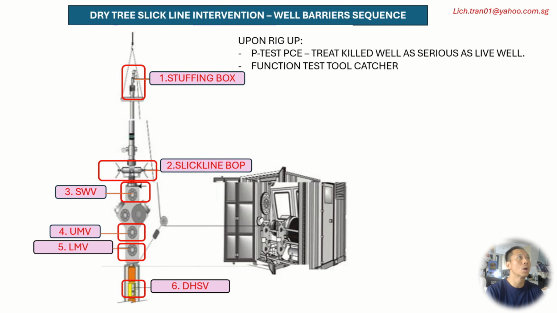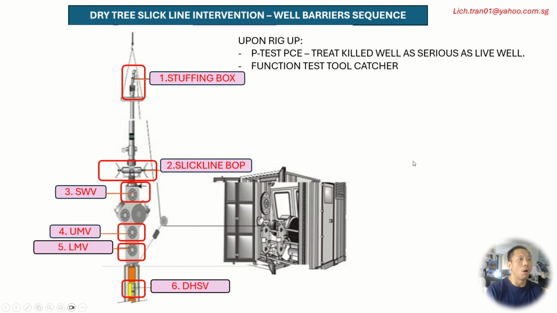All right, so now just a quick note, but very important: upon completion of rigging up, you need to pressure test all the PCE from the stuffing box all the way down to the slickline BOP. Okay, you need to test them. You need to treat the killed well, the dead well, as seriously as a live well, because you never know when a gas bubble is released from the paraffin down there at the bottom of the well, right? And then you also need to function test your tool catcher in here, all right?